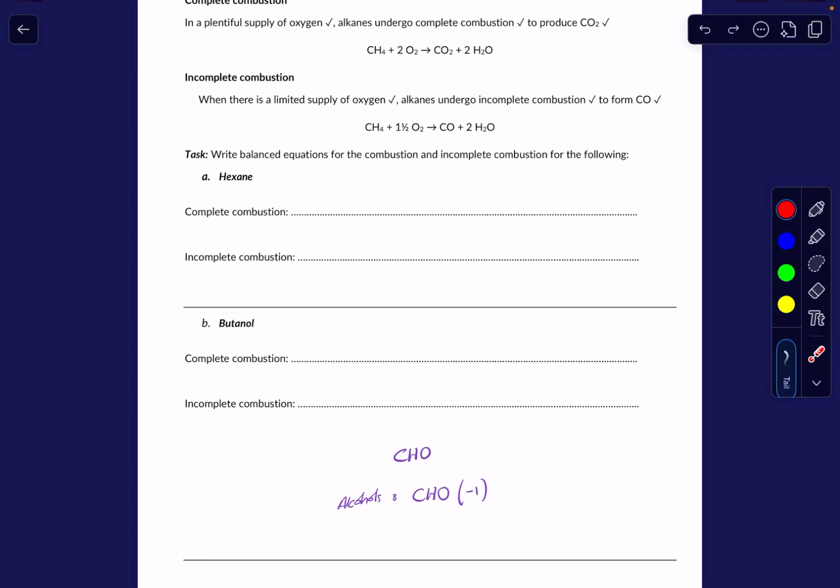The task I've got for you is just to recap combustion in its form of complete and incomplete, and obviously one with an alcohol. We're still going to use the same technique as before, so balance all of the carbons, then balance all the hydrogens, then check your oxygens, and then divide it by 2. And that's going to be the trick. If you're unsure, I would go back to the combustion video and have another go at that.